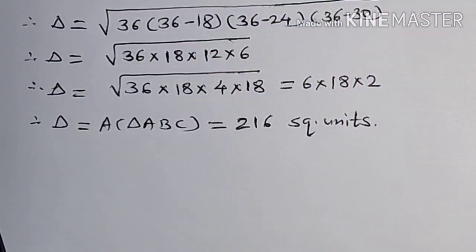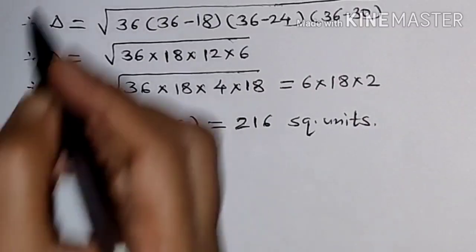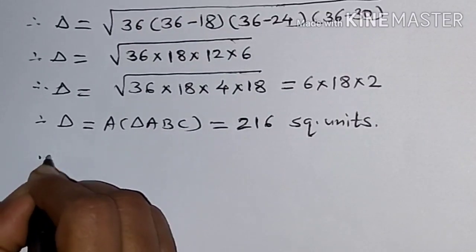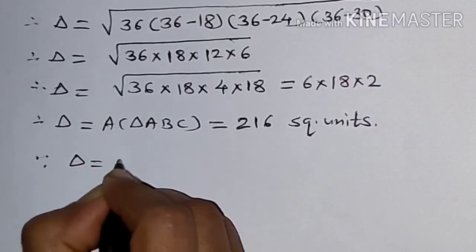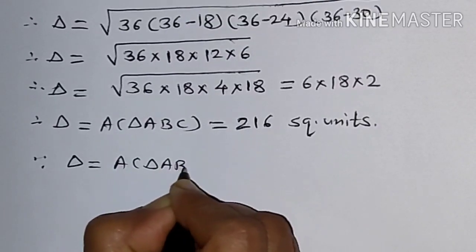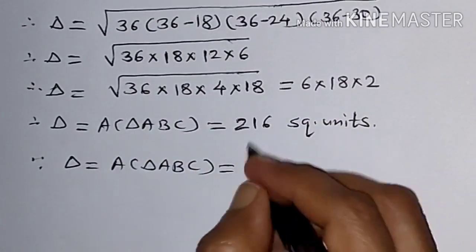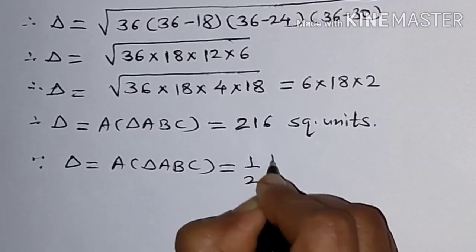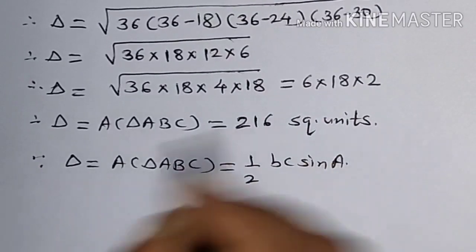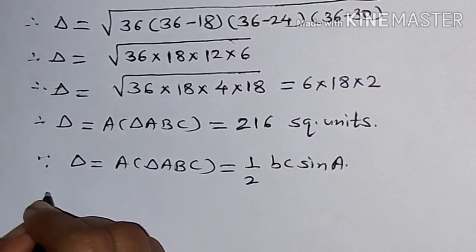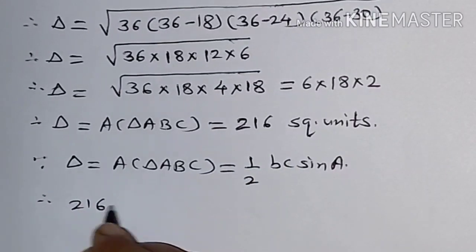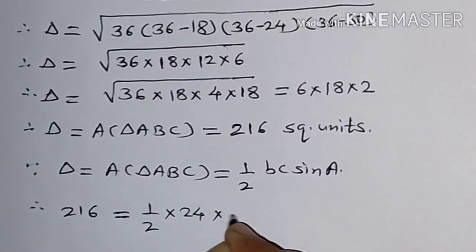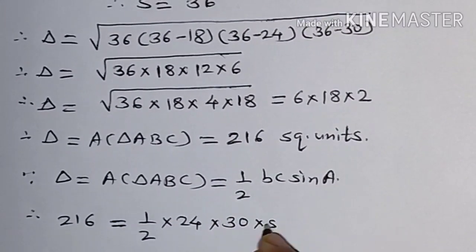Now we want to find the value of sin A. So to find sin A, which formula can we use? Since delta, that is the area of triangle ABC, has a formula in terms of sine, and we are interested in finding sin A, let's use half bc sin A. Substituting the value of delta, delta is 216. So 216 is equal to half, b is 24, c is 30, into sin A.